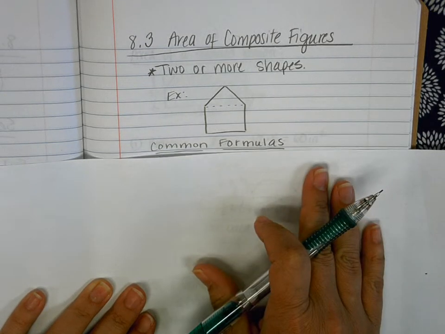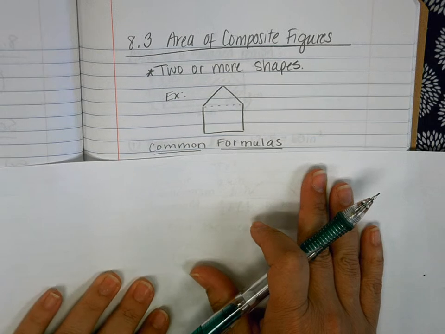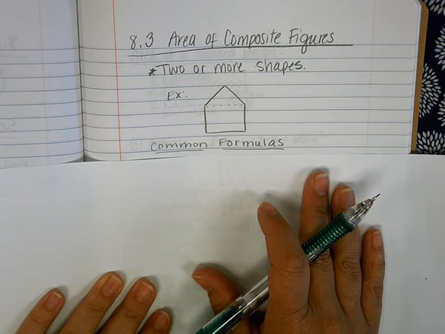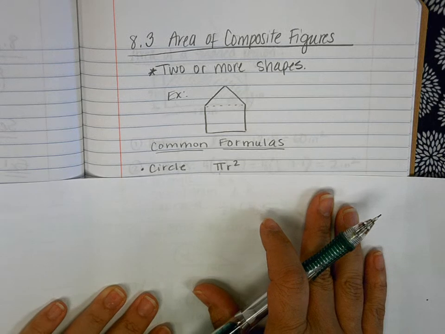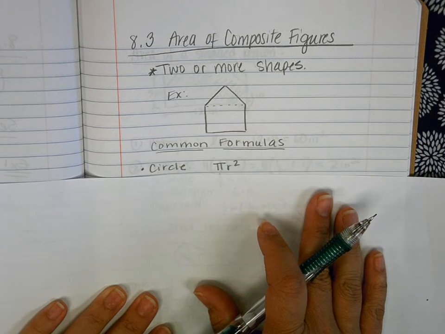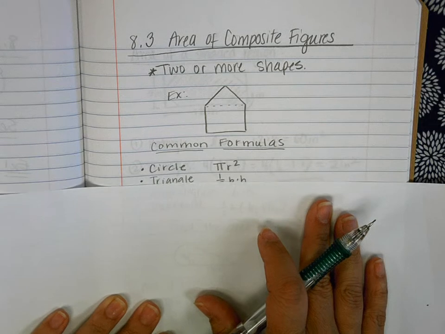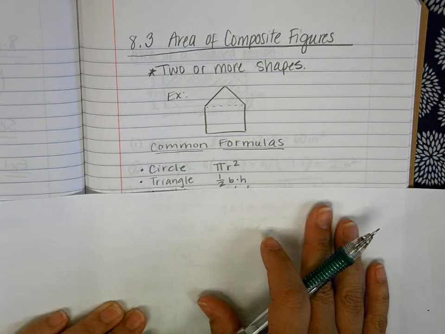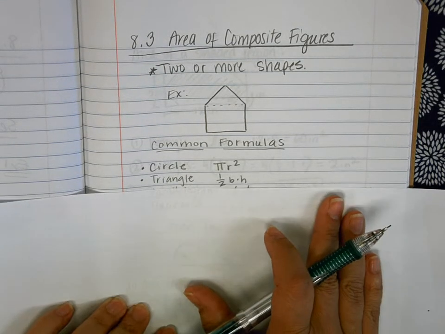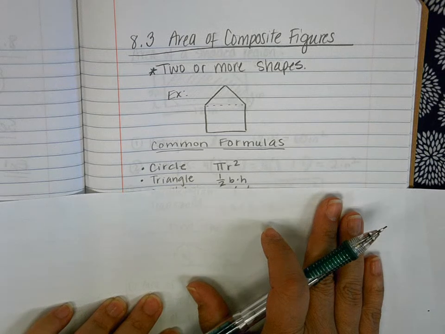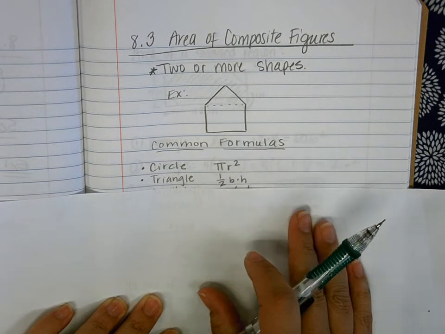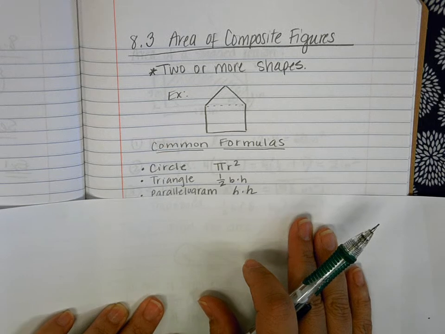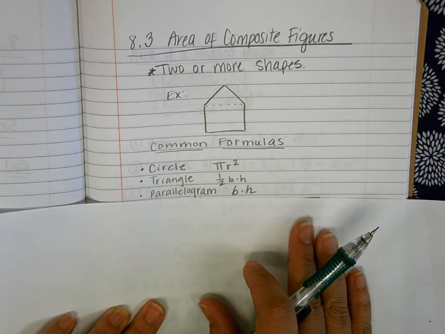Some common formulas that we're going to use in this section of the book are obviously the circle, which we've been working on. That's pi r squared. We are going to also use the triangle formula, which is 1/2 base times height, because obviously we have a triangle right there, right? We're going to use the parallelogram.